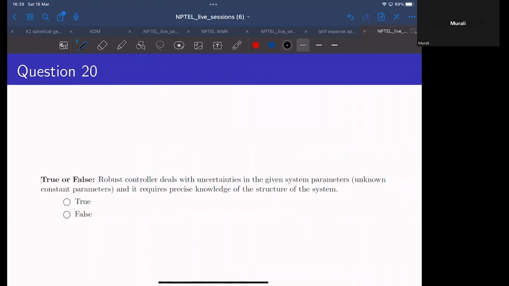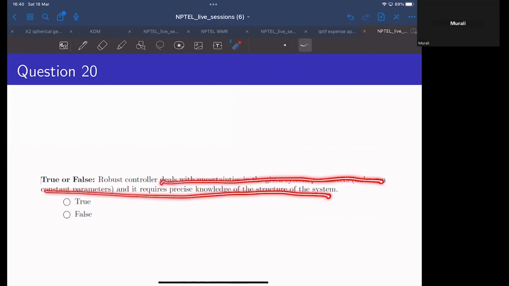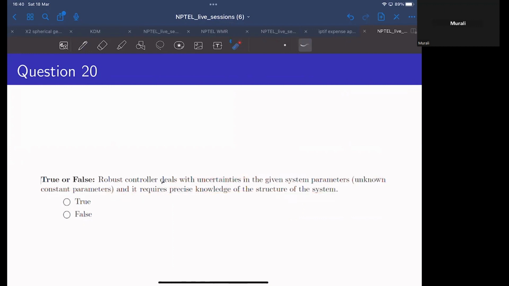And moving on to question 20, a true or false question. It says the robotic control deals with uncertainties in the given system parameters, and it requires precise knowledge of the structure of the system. We have already seen in an earlier question the definition of robust control and adaptive control. Earlier, we have seen the definition of robust control. And this statement, beginning from here, is basically a definition of adaptive control.